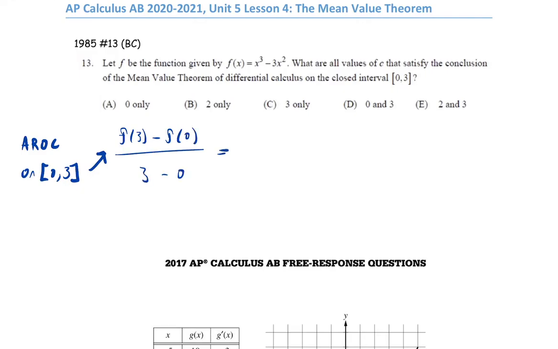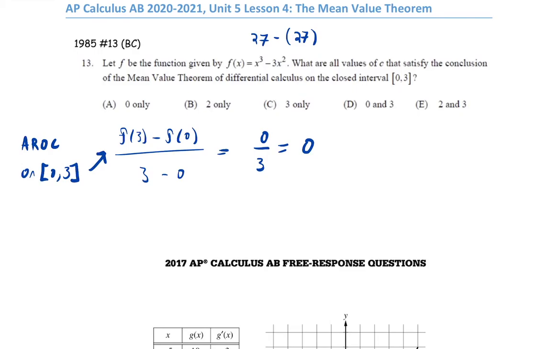f of 0 is just going to be 0, so it's f of 3. That's tricky. This is going to be 27 minus 3 times 9. It's going to be 27 minus 27. We're going to have 0 over 3. Interesting. So we're going to have an average rate of change of 0.